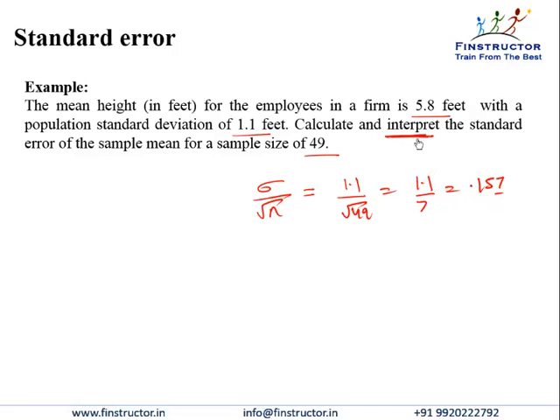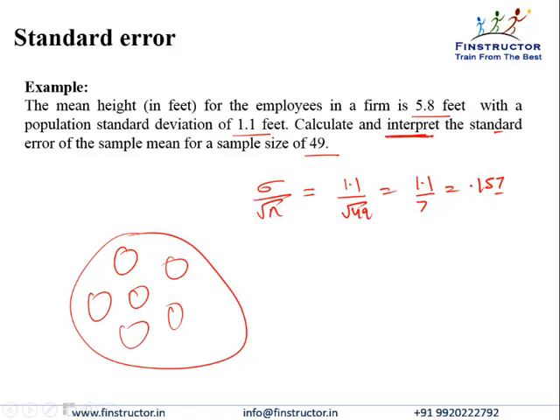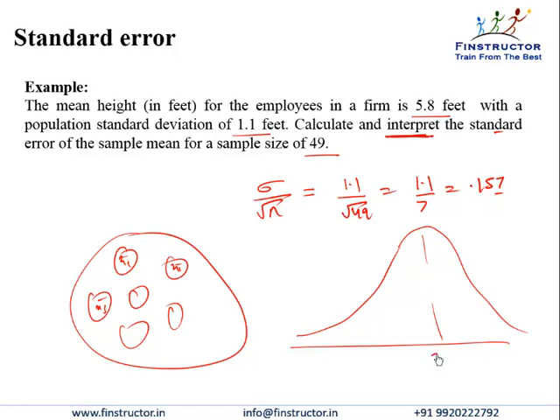The second part says interpret the standard error. The interpretation is that if I take simple random samples of size 49 from this population, and if I calculate the mean of each of those samples and I plot those means in a distribution, then the distribution of the sample means will approximately be a normal distribution with a mean equal to 5.8, that is the same as the population, and a standard deviation of this distribution, that is also called the standard error, equal to 0.157.